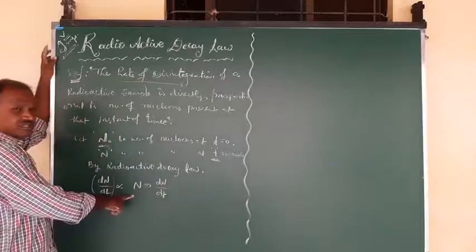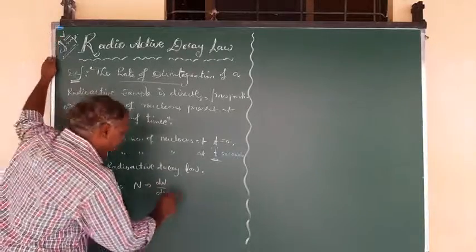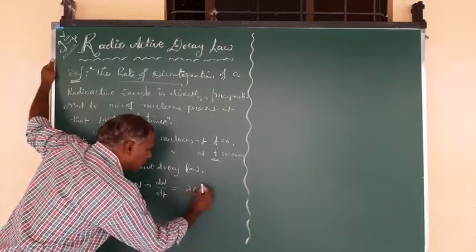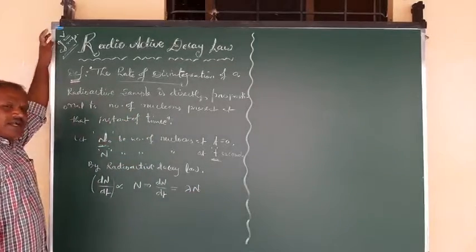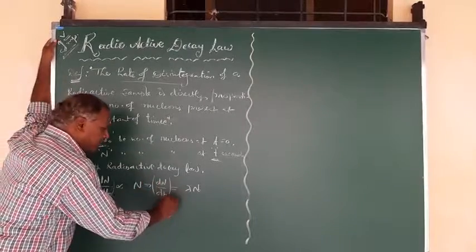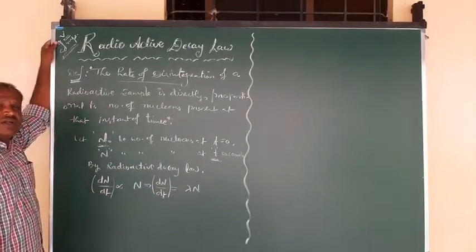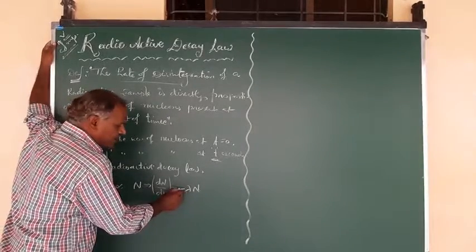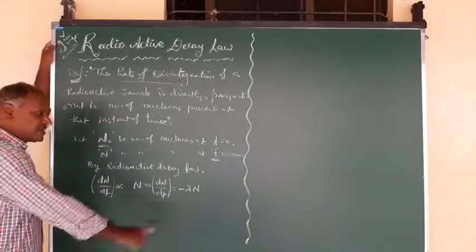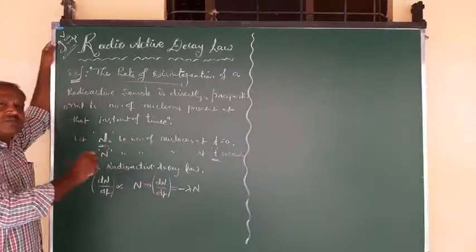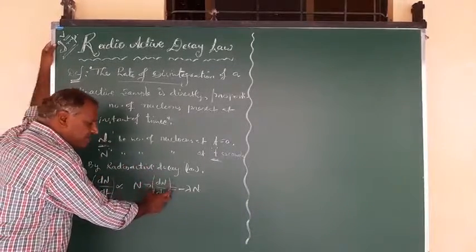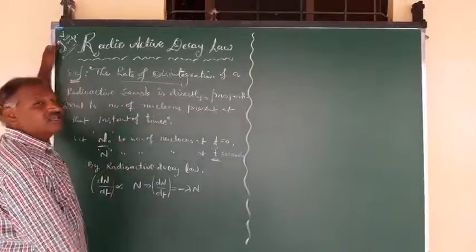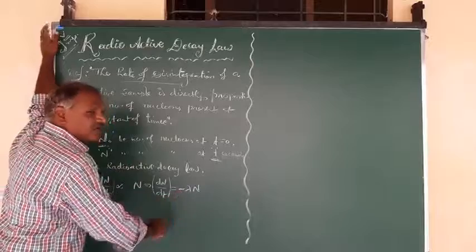Here it is proportional, so I can put it equal to, by taking a proportionality constant lambda, into N. And I already said that with respect to time the number of nucleons goes on decreasing in that sample. So the decrease is represented by a minus sign. This minus sign is considered because the rate of disintegration goes on decreasing as the number of nucleons decreases in the sample. Because of that we are taking the negative sign.